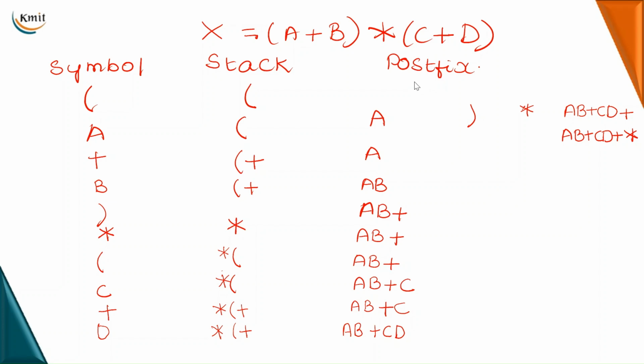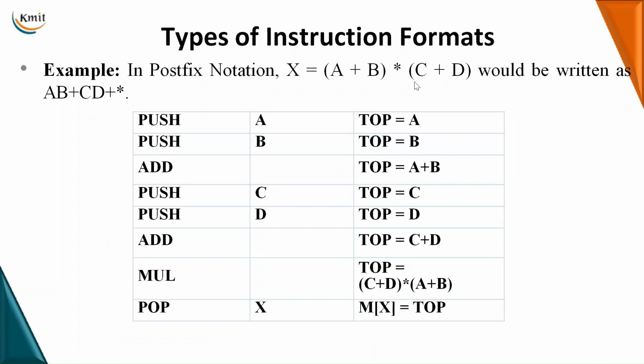Now we can write it in a zero address format. This is a postfix expression. By looking at this, you can simply write the zero address format using push and pop instructions. Push A, push B, next plus operator, so add. Push C, push D, add, and multiply. Mul is an instruction. Finally, you have to pop.